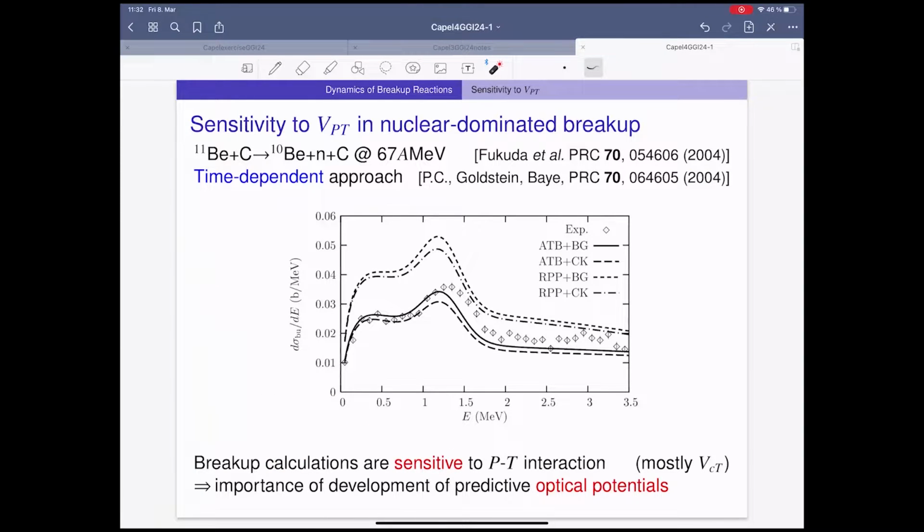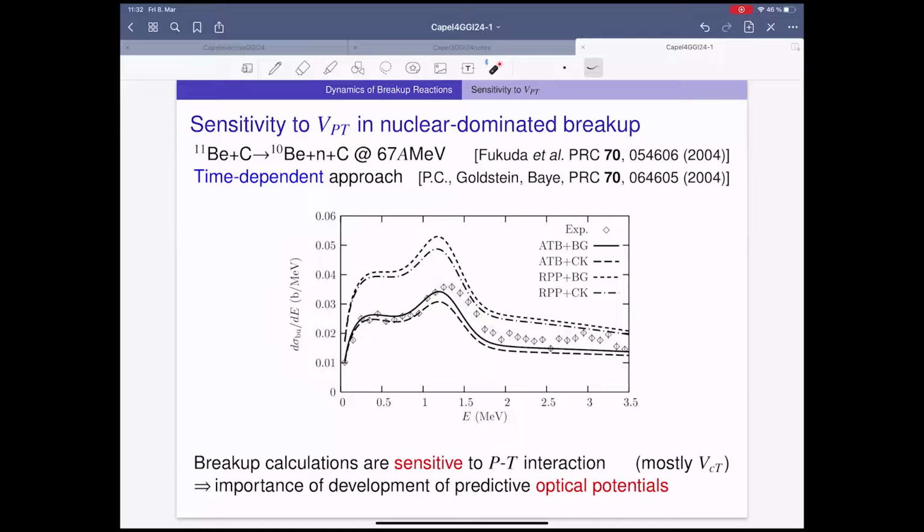Now, another input that you have, so first it's the whole reaction mechanism, but one of the inputs that has also a significant influence in nuclear reactions is the choice of optical potential. So this is a calculation we did with Gerald Goldstein and Daniel Bay for the nuclear breakup of beryllium-11 on carbon-12. And this is the breakup cross section, once again, as a function of the energy between the beryllium-10 core and the neutron after dissociation. And so we have this bump, which is due to the resonance. I'll come back to that in a minute.